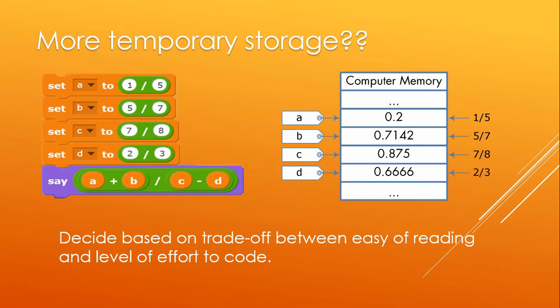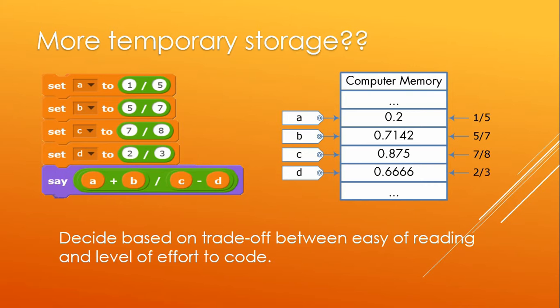You can, however, break it down one step further, and break it down into each of the fractions, giving them variable names A, B, C, D. So you can have 1/5, 5/7, 7/8, and 2/3, and then you can say a plus b divided by c minus d. And then you can see on the right how the computer would actually work that out.